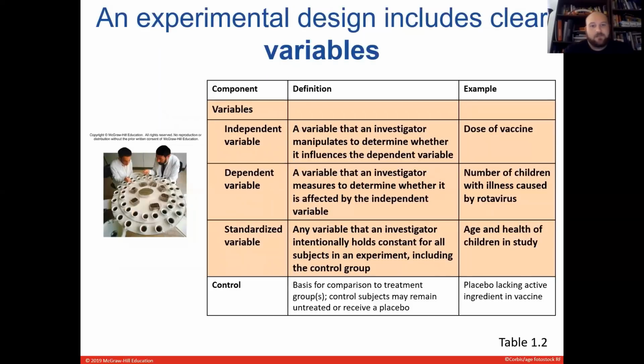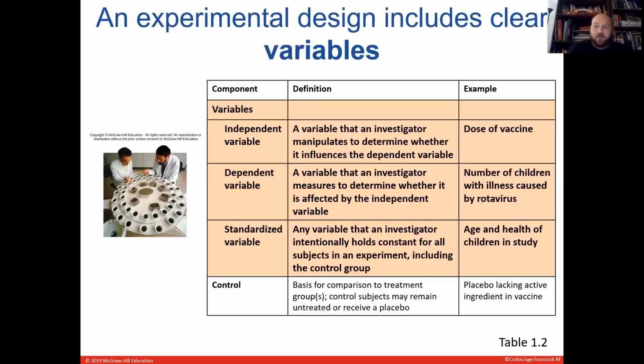So experimental design includes these clear variables. So going back to that vaccine example, your independent variable would be the dose of the vaccine. How much vaccine are you giving? Your dependent variable would be the number of children with illnesses caused by rotavirus. Your standardized variables, so these are things you're not changing, would be the age and the health of the children in the study. And your control is the placebo lacking any active ingredient in the vaccine that you're going to give some of the kids. And again, in human situations, that can be problematic when it comes to these placebo things. So just some things to keep in mind.